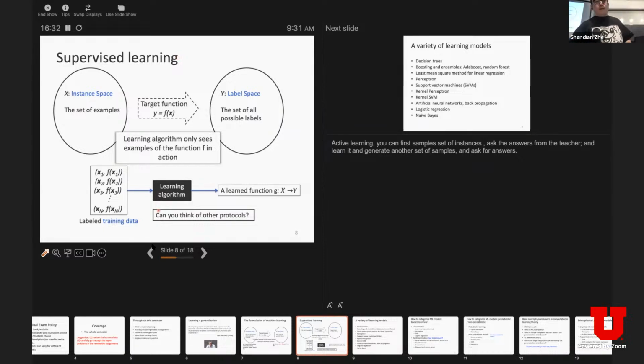If we adjust this learning protocol by assuming some labels are missing, this is called semi-supervised learning. A portion of the examples don't have labels, and a portion of the examples have. This is called semi-supervised learning. If you get rid of all the labels, so you only have instances, this is called unsupervised learning.